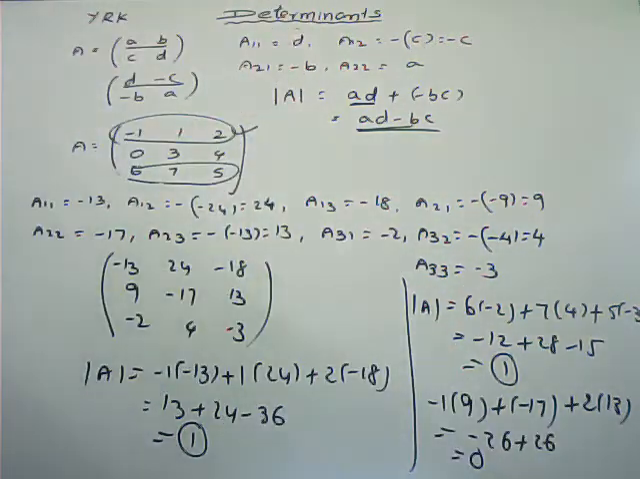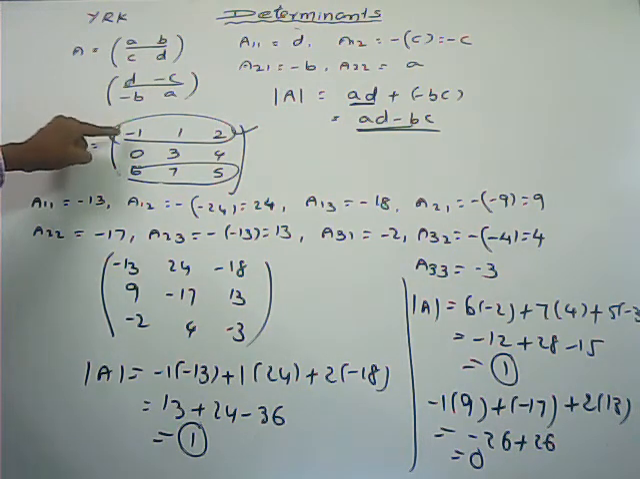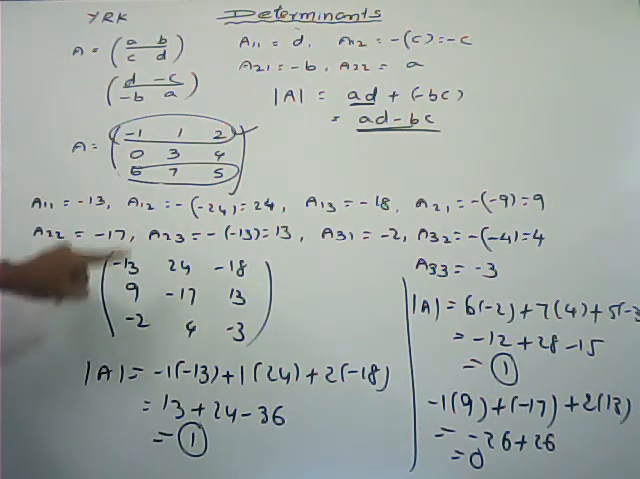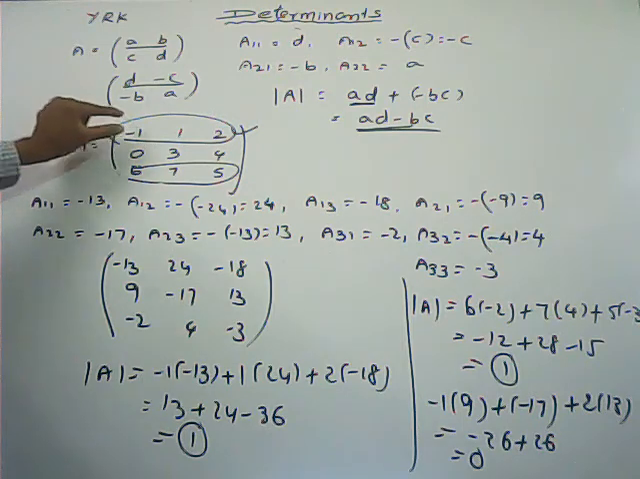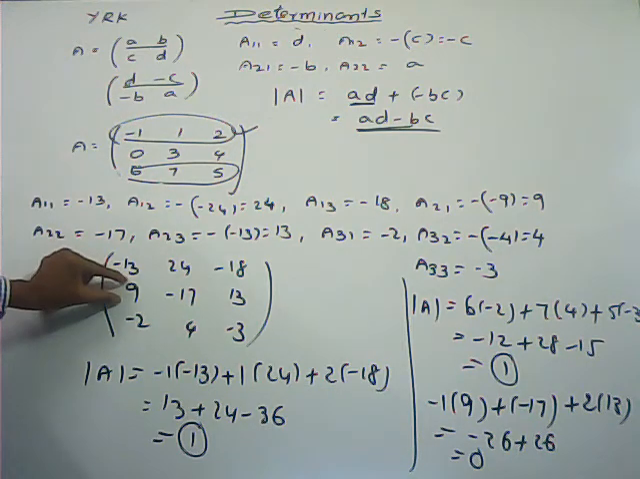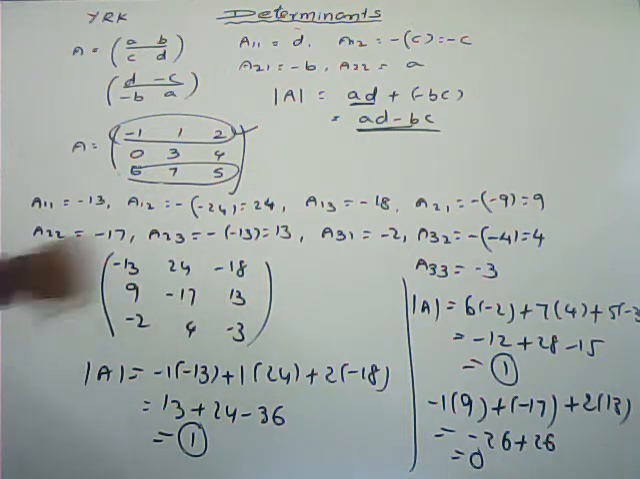Here is one more property. The sum of the products of the elements of any row or column with the corresponding cofactors of another row or column. Here I have taken the first row, and those are multiplied by the second row cofactors only. These are the corresponding cofactors of the second row. Then what we get is the result 0.